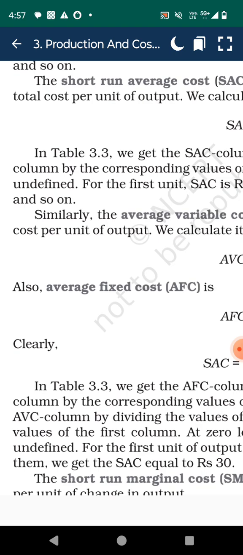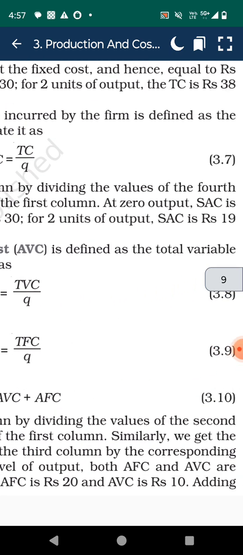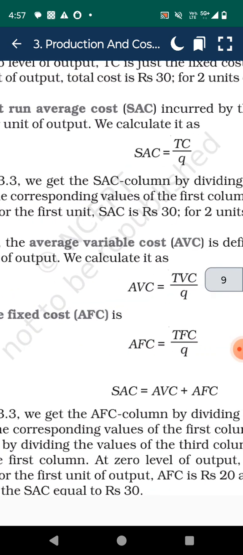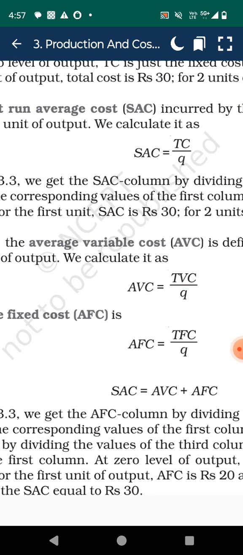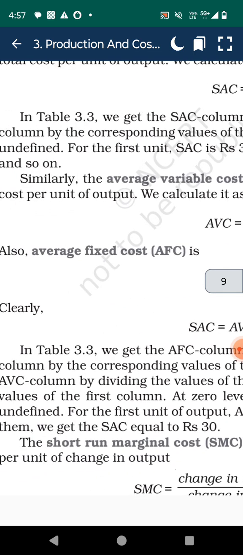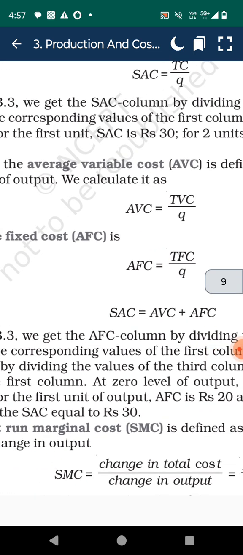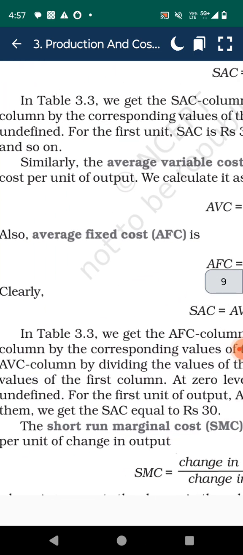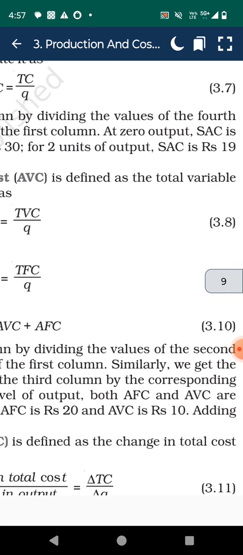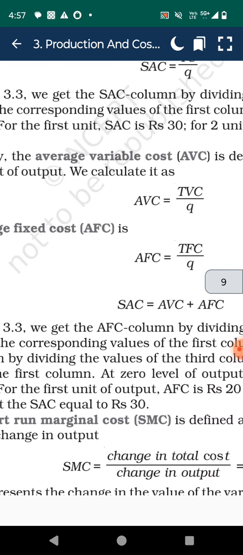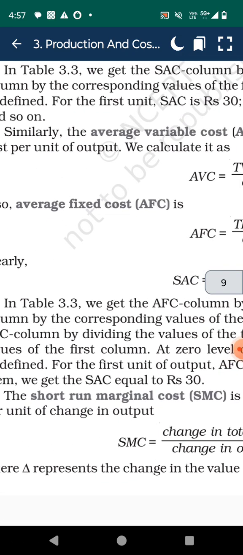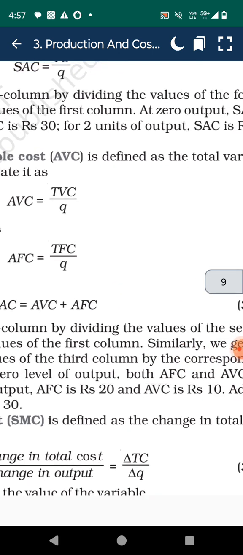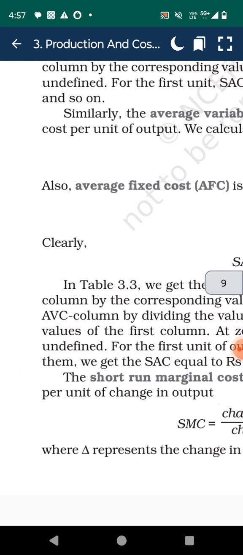The short-run average cost incurred by the firm is defined as the total cost per unit of output. We calculate it as short-run average cost equals total cost by Q. In Table 3.3, we get the short-run average cost column by dividing the value of the fourth column by the corresponding value of the first column. At zero output, short-run average cost is undefined. For the first unit, short-run average cost is ₹30, and for 2 units the short-run average cost is 19, and so on.